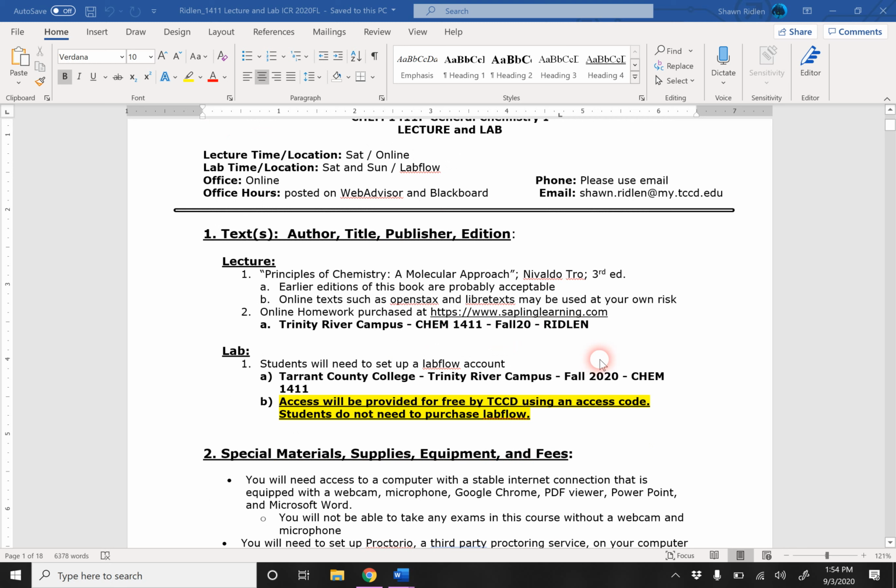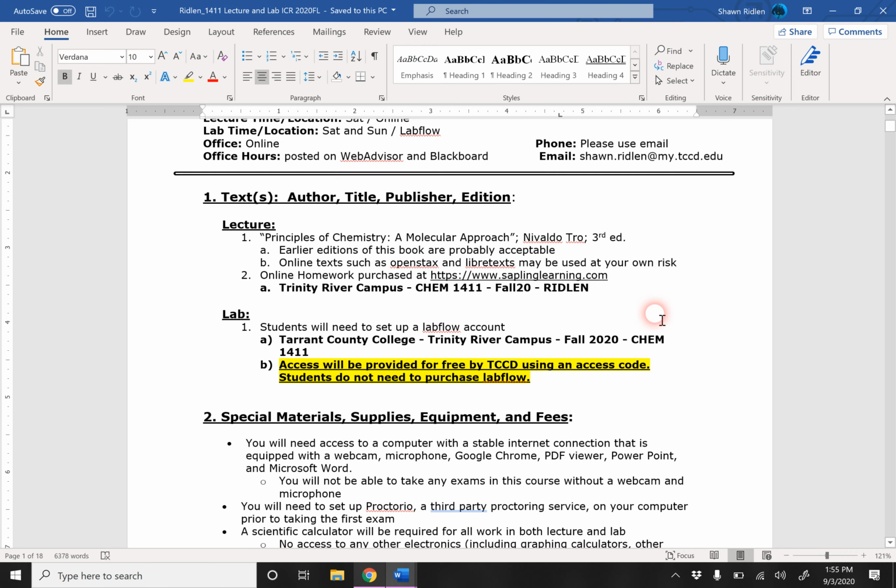The next thing will be the lab. So we'll do lab through a program called LabFlow. This is something we worked with over the summer and we'll be using again. So again, you'll want to find the course name. So Tarrant County, Trinity River Campus, Fall 2020, Chem 1411. And you will enroll with a special code, and that will put you into my class. I will discuss that code in just a few minutes when we get to the Blackboard section. So you don't need to purchase anything for the lab. So normally you would need to buy a lab manual, but there's nothing to buy for the lab this time around. So TCC is actually going to cover the cost for that.